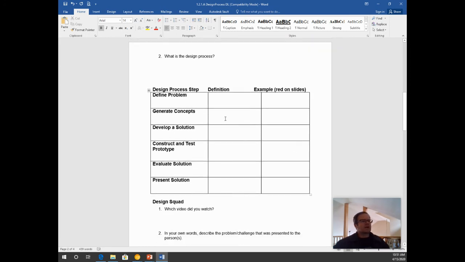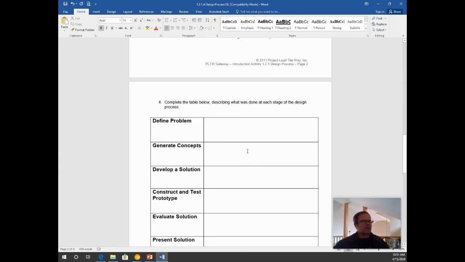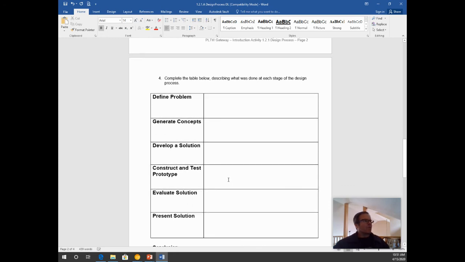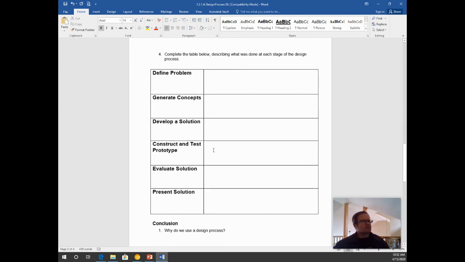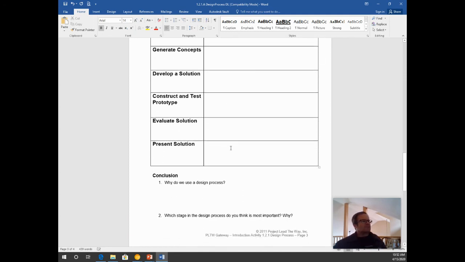How did they generate concepts? My guess is they probably researched and brainstormed, right? So you're going to write that down in there. When they developed a solution, how many different solutions did they come up with, or had ideas for, before they chose one and actually developed it? Okay. What did they do to develop it? Did they construct and test more than one prototype, or did they get by with one? Right. So fill out this chart as you go.